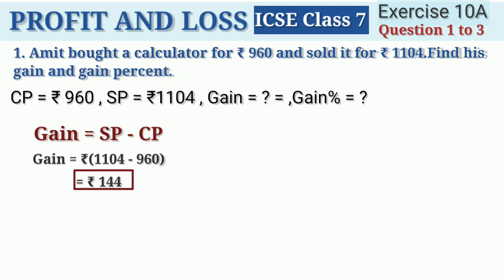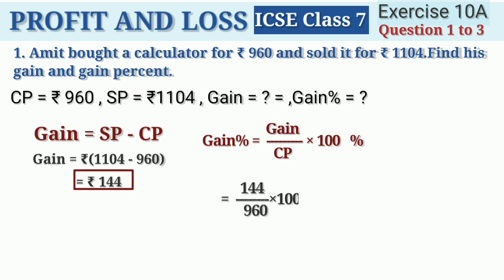Now we have to find gain percent. And the formula to find gain percent is gain percent equals gain upon CP into 100. We have gain, we have CP. Let us substitute these values in this formula. We have 144 by 960 into 100.